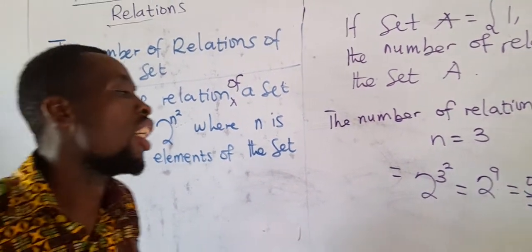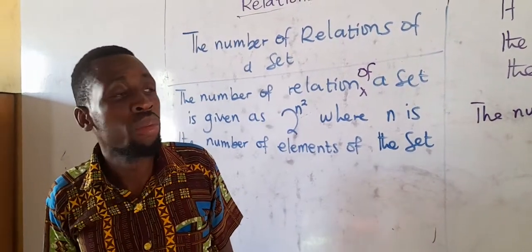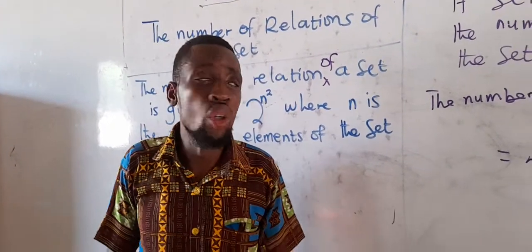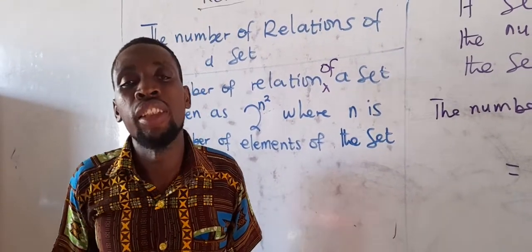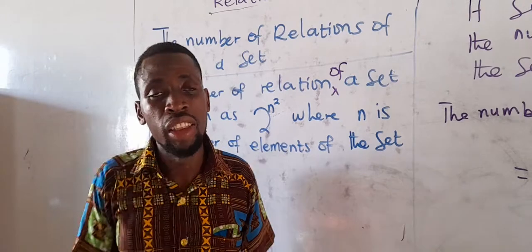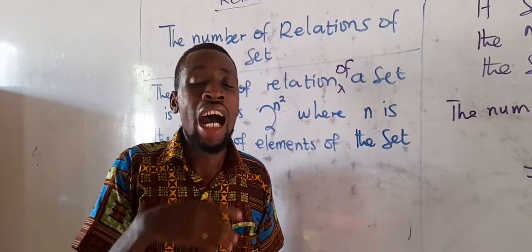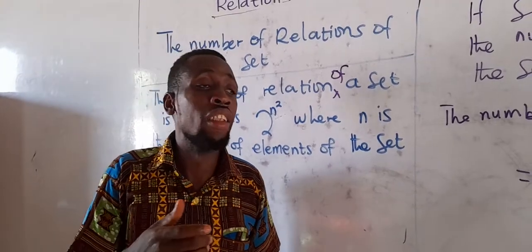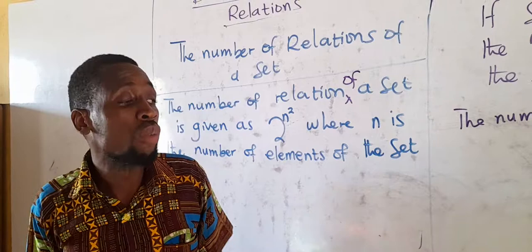We'll end it here. Try to play over the video to get the concept. The next time, I will post a video on this. We'll try to talk about the properties of a relation, where we learn whether a relation is reflexive, anti-symmetric, asymmetric, and transitive. So please, look out for that.